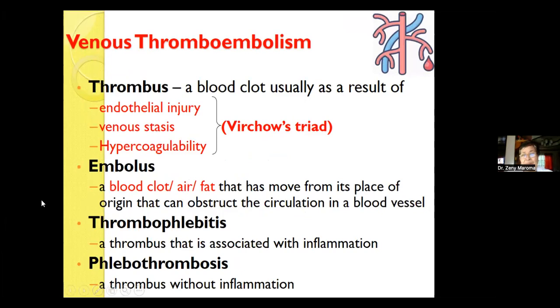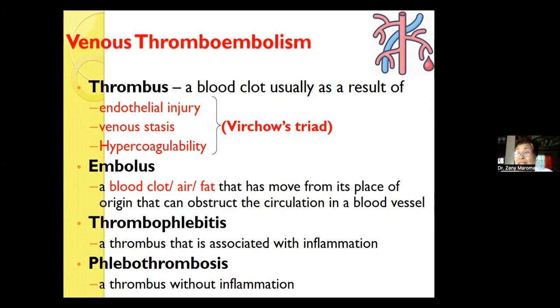Okay? Next. Venous thromboembolism. Venous thromboembolism. Thrombus. Venous vein. May thrombus, may embolus. Yan ang bara. Thrombus, embolus. Thrombus sa blood clot. Usually as a result of endothelial injury, venous stasis, hypercoagulability. Iyon ang Virchow's triad. Halimbawa, endothelial injury. Yung parating, na-hospitalize kasi siya, naka-IV therapy, 1 buwan, 2 buwan. So there's thrombus formation, di ba? Injury.